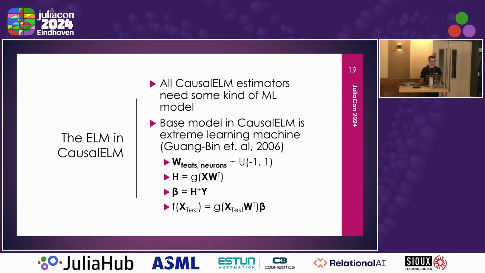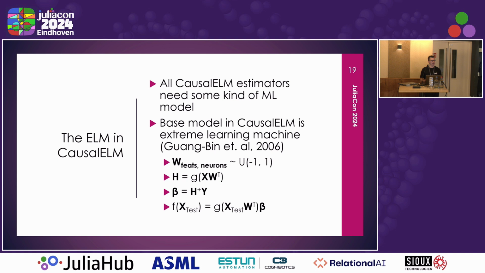And so what it does is it has this W matrix where the number of features correspond to the number of rows and the number of neurons are the number of columns. And those are all randomized. In this case, they come from a uniform distribution. Then we compute this hidden layer H by multiplying our inputs X by our weight matrix and applying G, which is an activation function on top of that hidden layer.